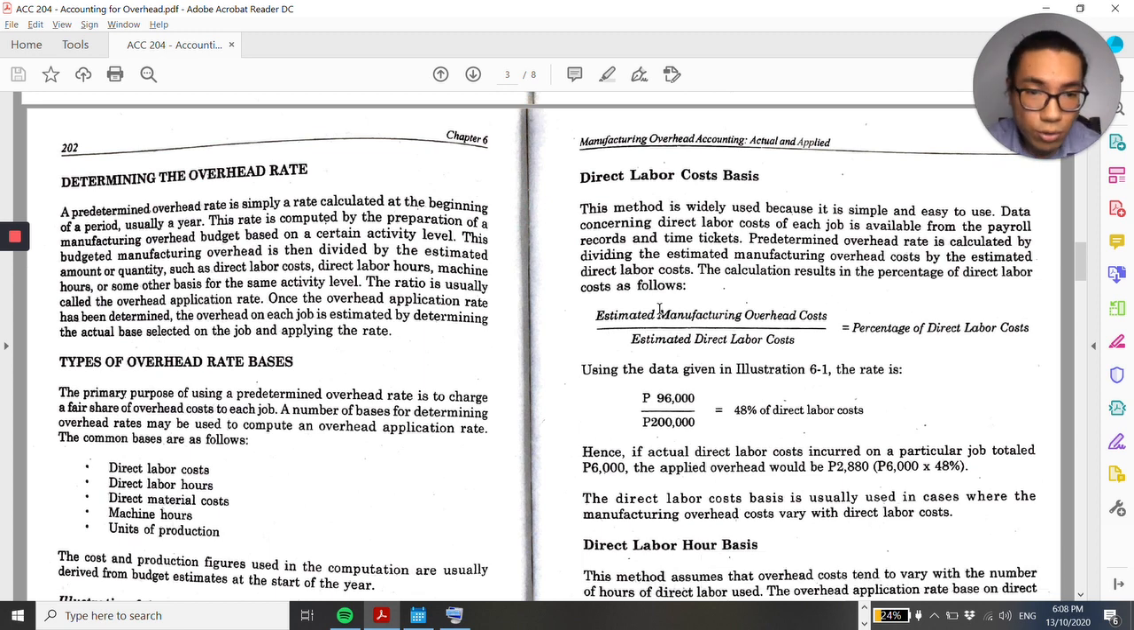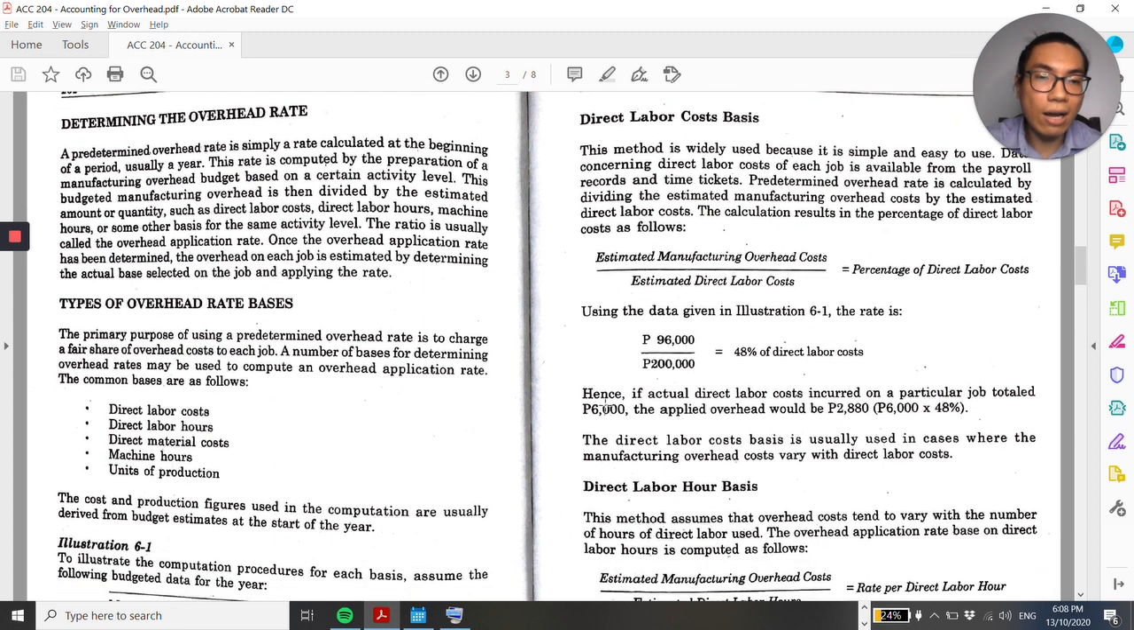So, very important na we'll know kung ano yung total overhead costs natin para ma-compute natin yung predetermined overhead rate natin. To interpret this formula, i-remember nyo lang na laging numerator natin yung manufacturing overhead costs natin. And denominator natin usually kung ano yung cost driver natin or yung pagbabasihan ng predetermined overhead rate natin.